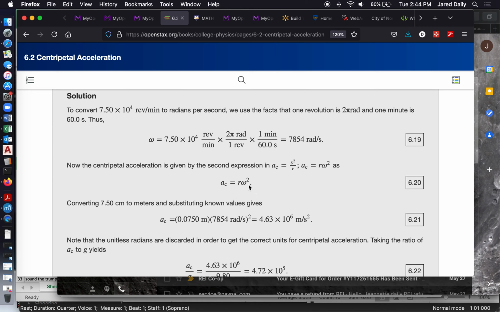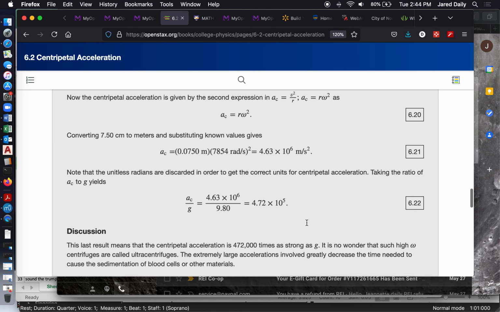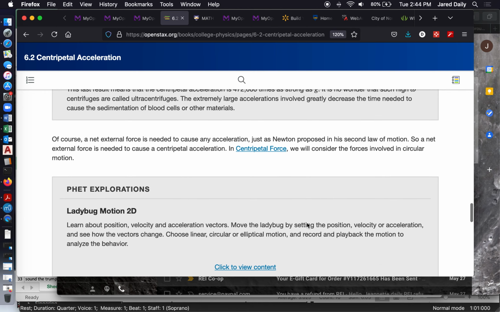Now they're going to calculate the centripetal acceleration. So r times omega squared. R converted into meters, the omega here squared, gives a huge amount of acceleration, 4.63 times 10 to the 6 meters per second squared. Much more acceleration than the human body can handle. In fact, not many things at all can handle that kind of acceleration. They're just accelerating a liquid and a precipitate, so it's nothing to worry about, but that's a lot of acceleration.